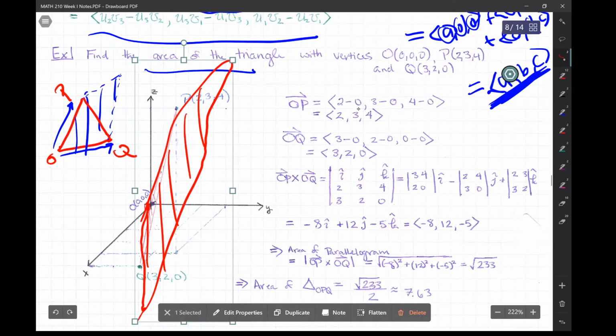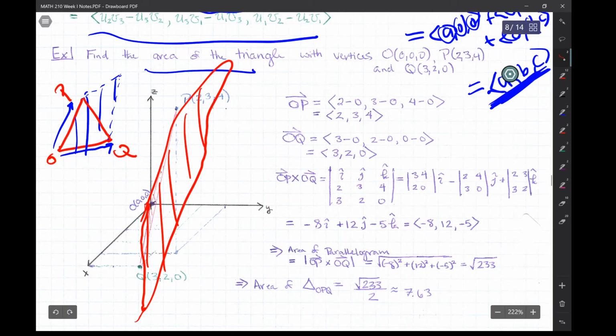So we have OP here. And how do you find OP? Well, you're going to do 2 minus 0, that's that right there, 3 minus 0, and 4 minus 0. So you get 2, 3, 4. And OQ is 3, 2, 0, in much the same way. Someone might have thought, hey, well, all you did is take that point and just put angled brackets around it. I mean, yeah, that's true. That's what happened at the end.